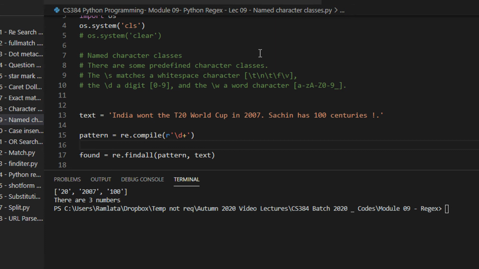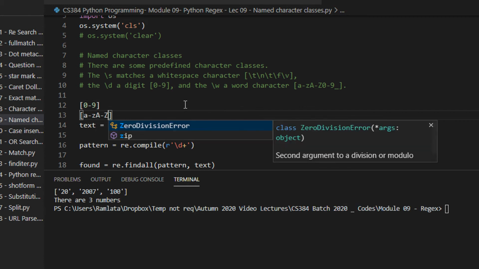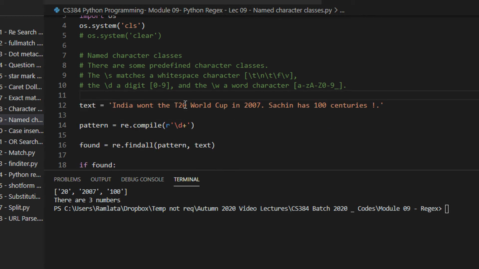So Python has provided us with the shorthand. For example, if you want to match numbers, a typical way of giving the pattern is 0 to 9. If you want to match characters, you have to say small a to z and capital A to Z, right? So a shorthand is always provided in Python so that you can have more efficient and cleaner code.